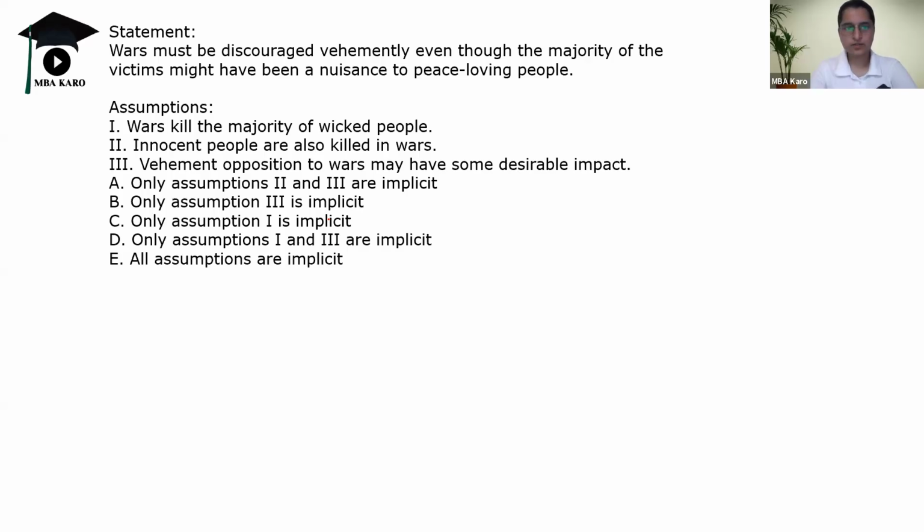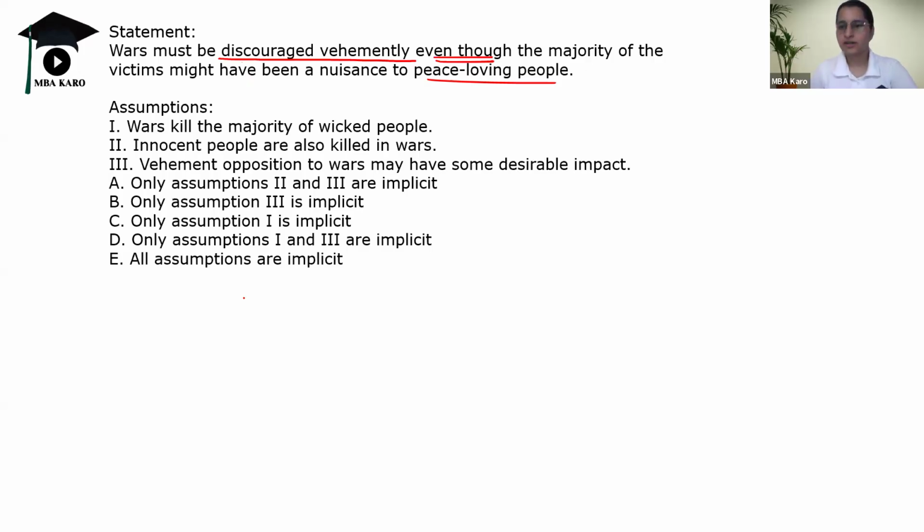Now the statement that is given to us is, wars must be discouraged vehemently, even though the majority of the victims might have been a nuisance to peace-loving people. This is the statement the author is saying: wars must be discouraged vehemently, even though the majority of victims, meaning people who are dying in war, have been a nuisance to peace-loving people. Still, wars must be discouraged.